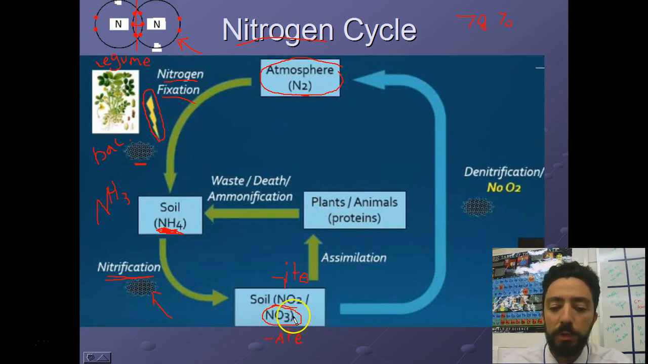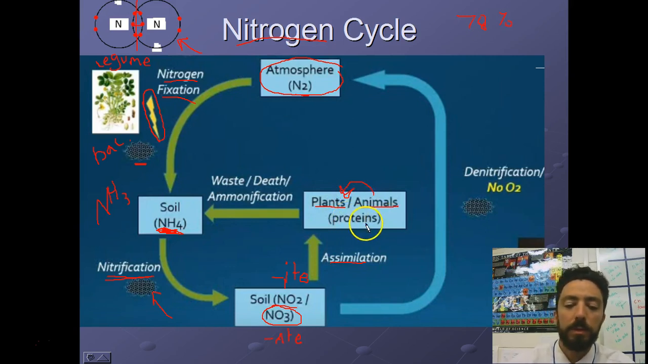Once we get a lot of nitrate around, then it can be assimilated, and the plants will take it up through their roots. That's the way the plants get it. The animals can only get this through eating the plants. Without the plants, we wouldn't have any nitrogen for us to use. Of course, it's used in proteins.